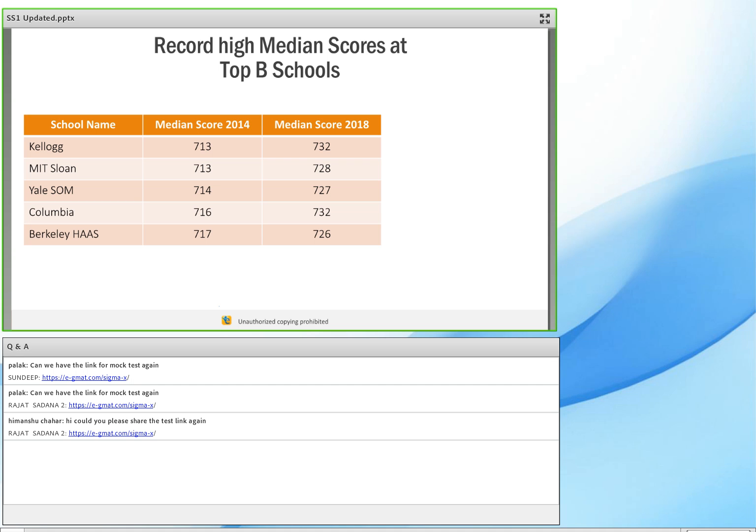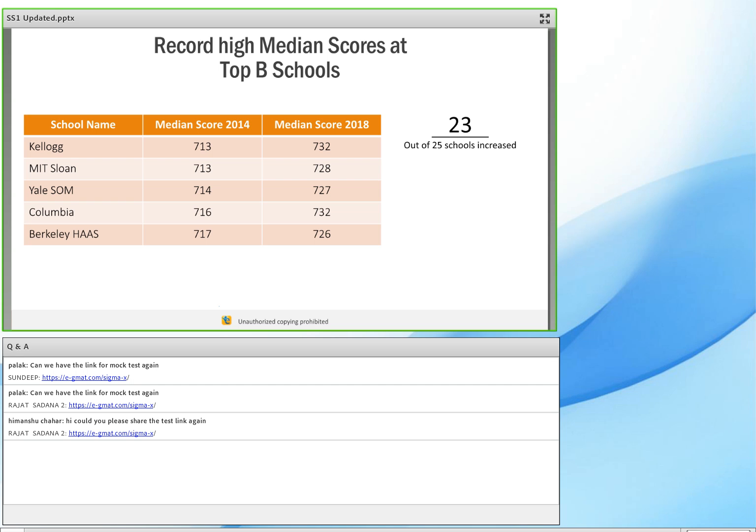So let's look at some data. This table shows us the accepted median score at top B schools in 2014, and what that score was in 2018. Two things to observe here. One is that it's going towards the 730 mark. The second is that there's no Harvard or Stanford here. Why? Because even in 2014, they were at that 730 mark.